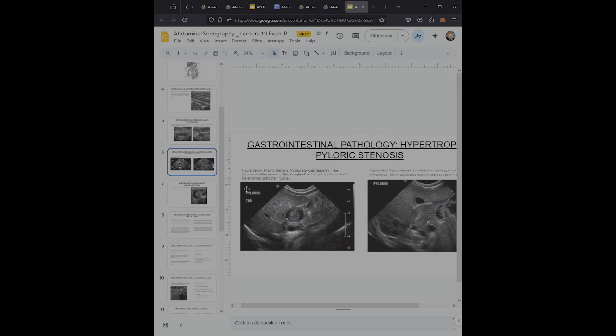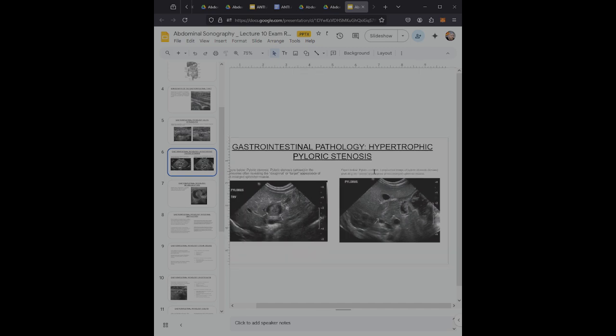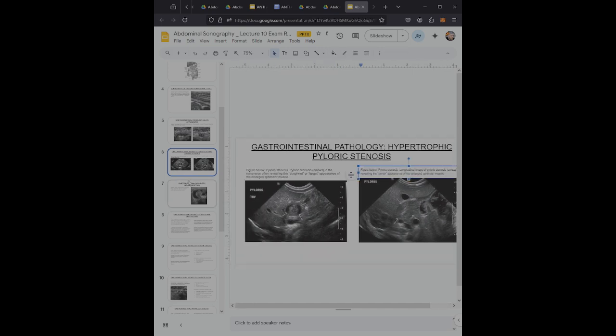Pyloric stenosis shows the target appearance of the enlarged sphincter muscle. The longitudinal image will reveal this cervix-like appearance of an enlarged sphincter muscle.